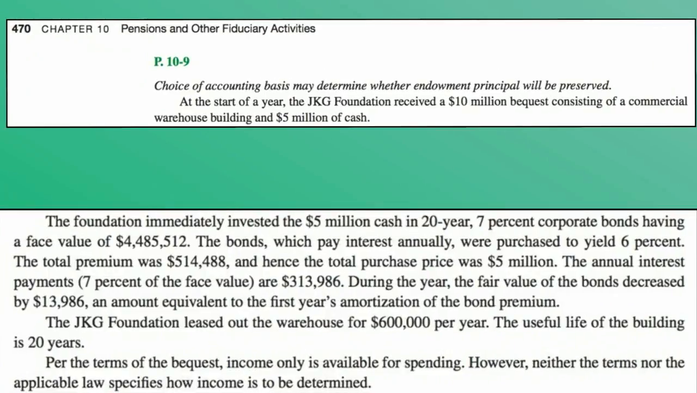Okay, you can read these details in your textbook, but again, the first point is that we're accounting for two assets. A $10 million commercial warehouse that was donated and $5 million in cash. The paragraph below describes what they did with that, and that you will use to record your statements.